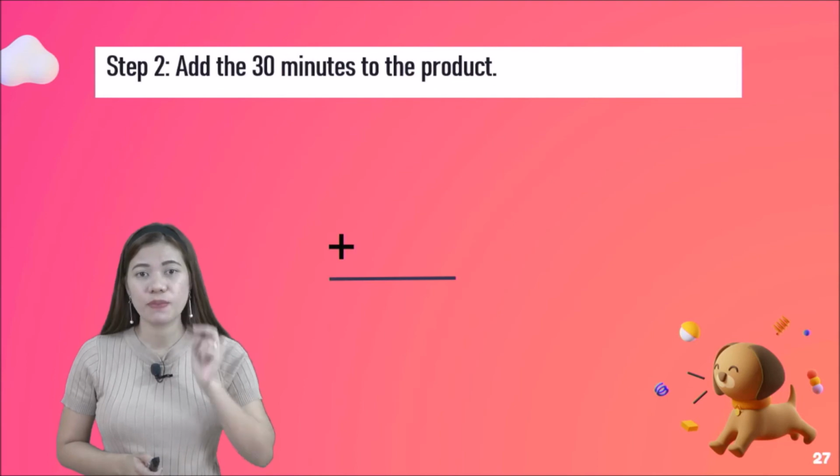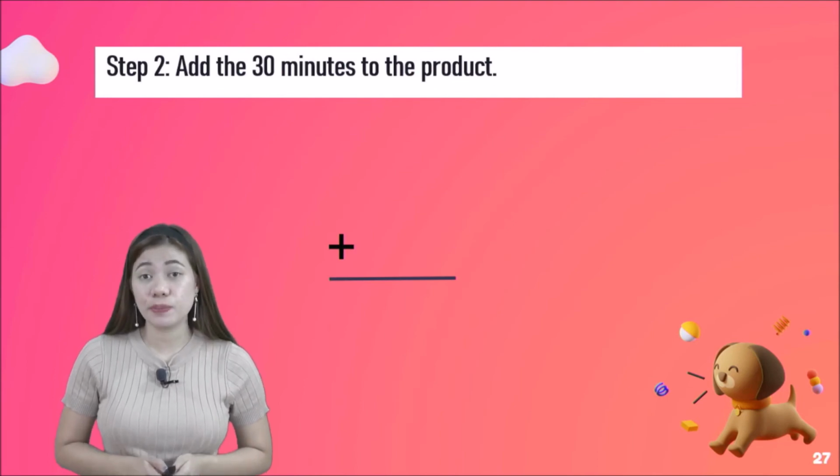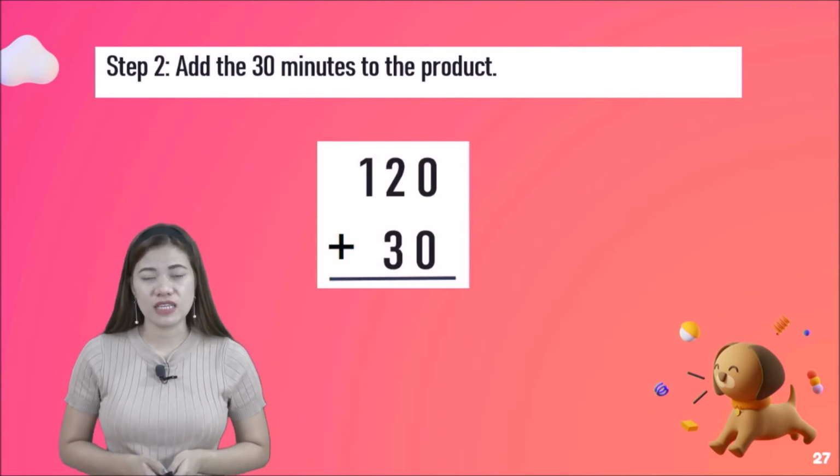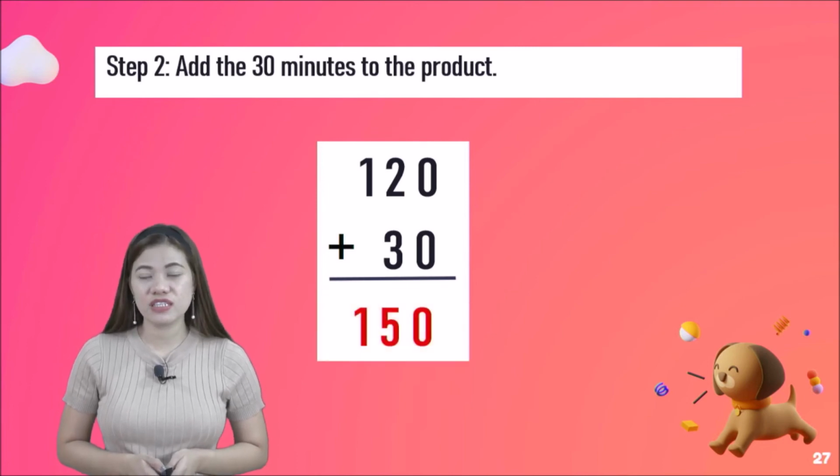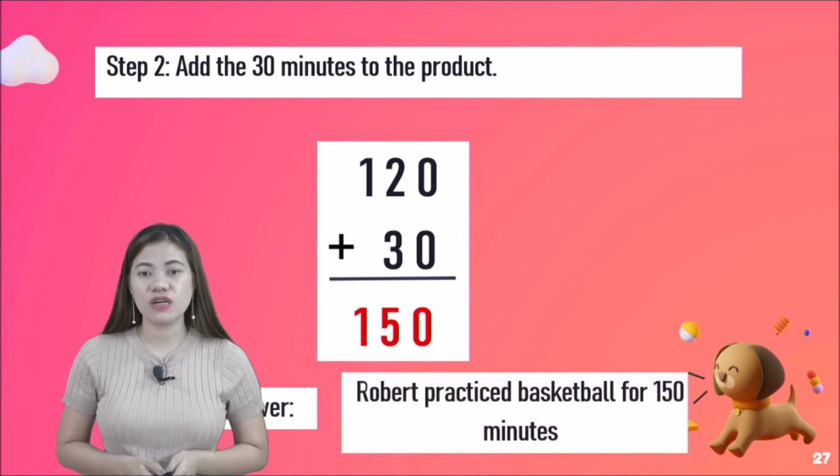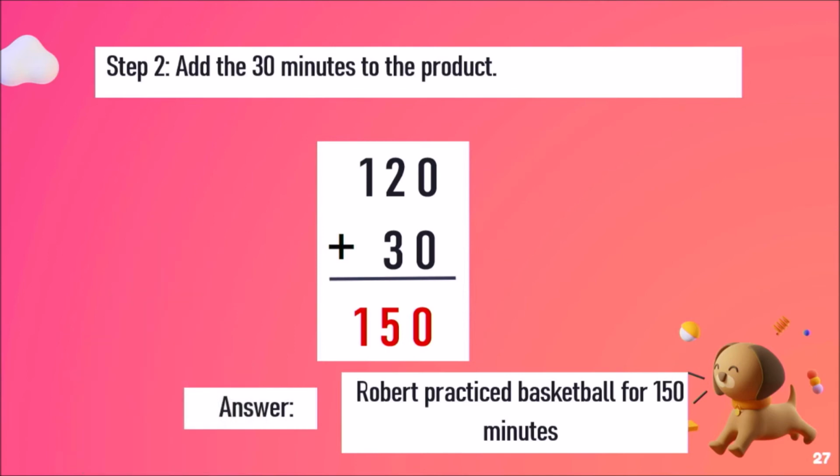Step 2, add the 30 minutes to the product. So, it goes like this. 120 plus 30 is equal to 150. So, the final answer, Robert practiced basketball for 150 minutes. Again, Robert practiced basketball for 150 minutes.